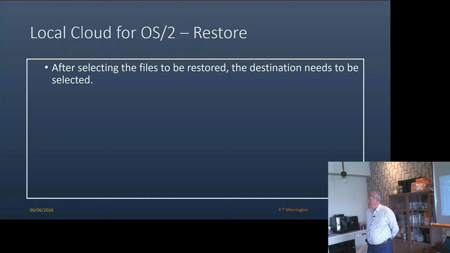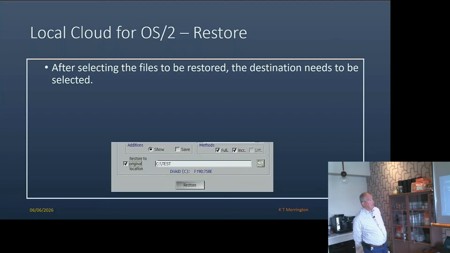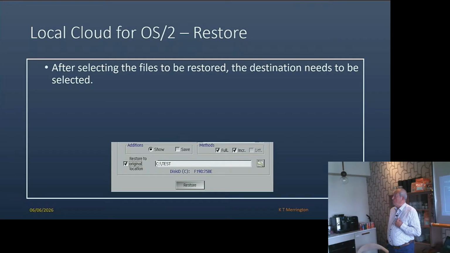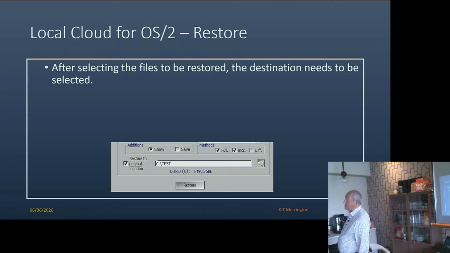So, obviously, after selecting the backup to restore, you have to say where to. What I've also added is that if you want, you can restore to the original location. You can check that. Now what it does is check that the original location is still the same drive. As part of the backup, an EA is written to that backup file saying, this is the original location, and this is the ID of that original drive.